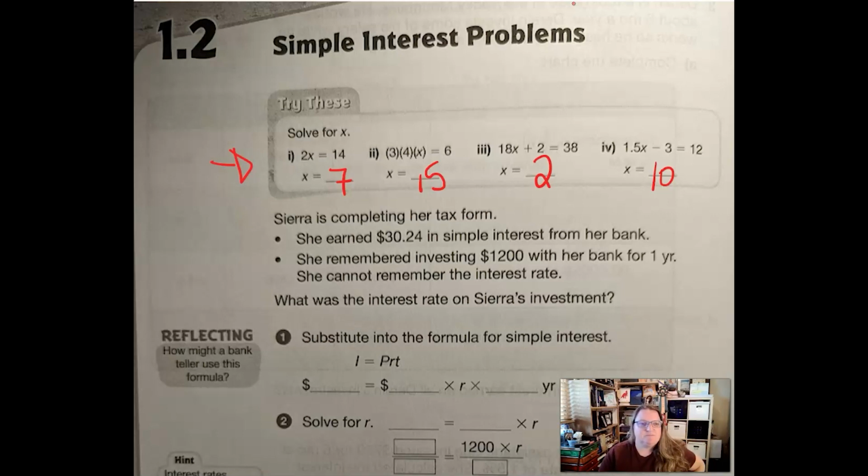All right. Let's see, we're going to look at the very first one here. Sierra is completing her tax form. So they're telling you that she earned $30.24 in simple interest from her bank. Here's your keyword, simple interest. She remembered investing $1,200 with her bank and she did it for 1 year, but she can't remember the interest rate. So what was her interest rate?